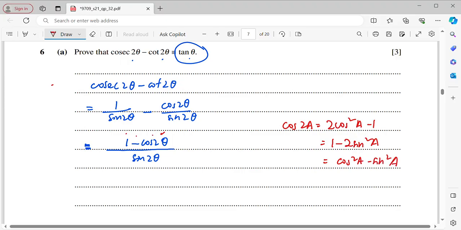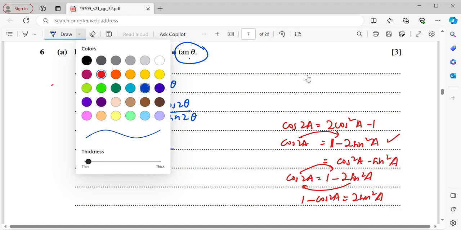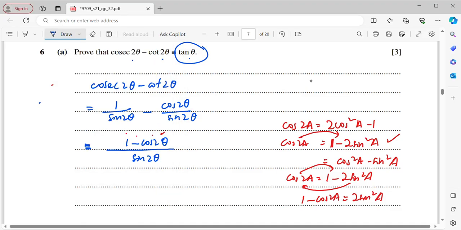Since this is 1 minus cos 2, that means I have to use the second formula because the 1 is on the right side. Then when I move the cos 2a to the right side, it becomes negative, which means cos 2a is 1 minus 2 sine squared a. Then this cos 2a move to the other side, and the negative 2 sine squared a move to the other side. That means I will be getting 1 minus cos 2a equals to 2 sine squared a. Okay, so then now when you compare, our theta now is the a, which means on the numerator I will be getting 2 sine squared theta.